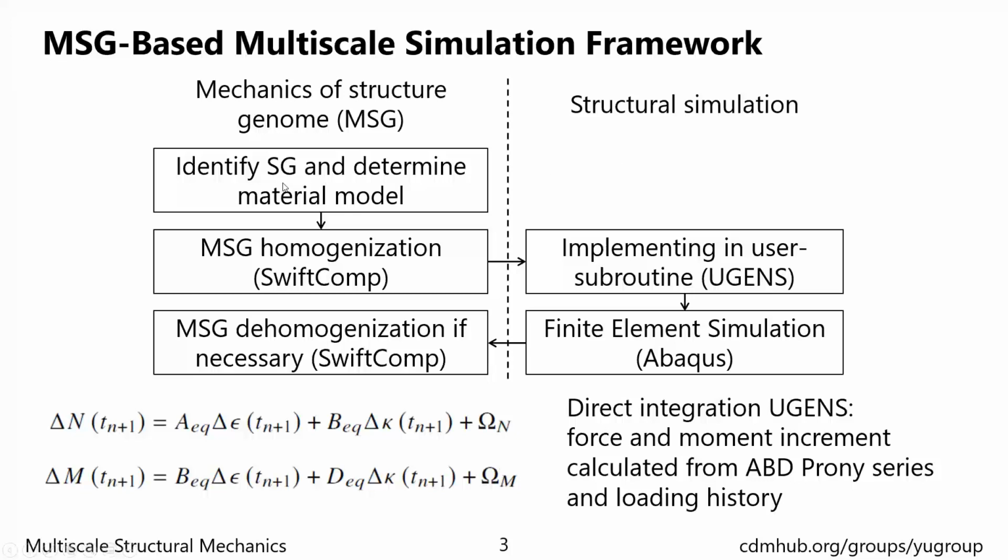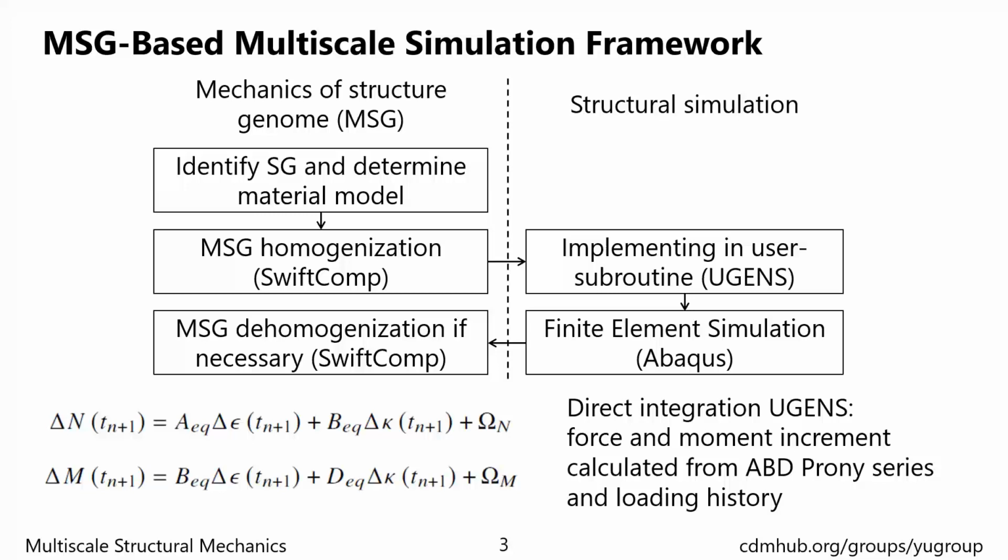To do so, we first need to identify the structure gene, or SG, which is the smallest mathematical building block of the structure. It is related with the geometry and also the materials. Then we can do the homogenization using an MSG-based code called SwiftComp to obtain effective properties.